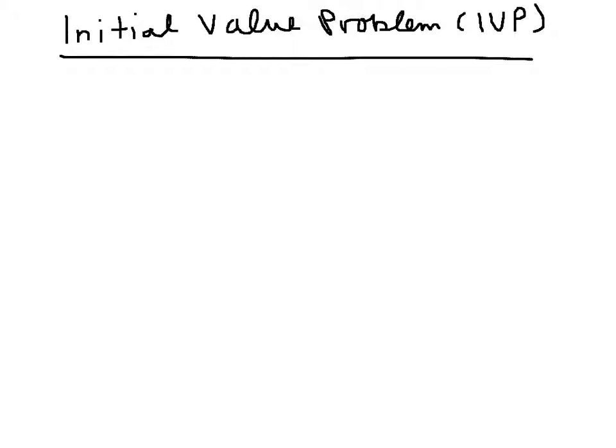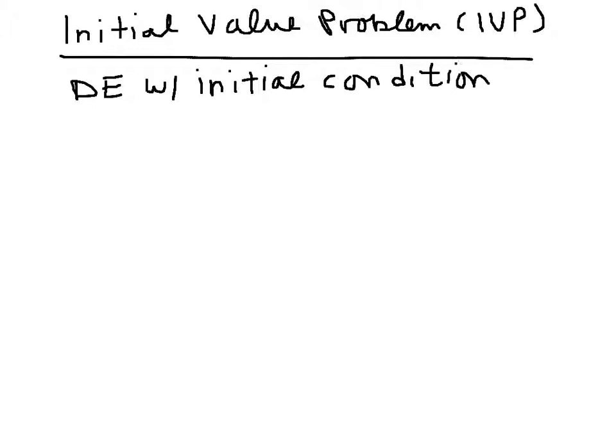So one step further, an initial value problem, IVP, is simply a differential equation with an initial condition. And the benefit of the initial condition is that it allows us to figure out what that constant is, what that value of c is. So here's a real simple example again.